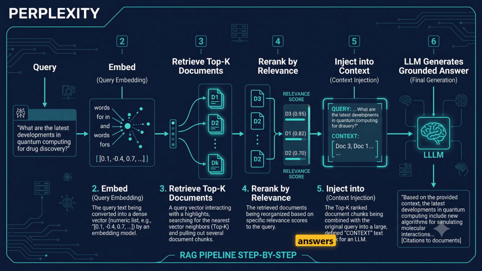In step 2, labeled Embed, an embedding model translates that raw question into a high-dimensional vector, a string of numbers like 0.1 and -0.4, capturing the underlying semantic meaning rather than just matching raw keywords. Follow the arrow into step 3, where we retrieve top K documents by running a nearest neighbor vector search against a specialized database. Once those candidate document chunks are pulled, step 4 introduces a Reranker that calculates exact relevance scores ranging from 0.70 up to 0.95 in our diagram.